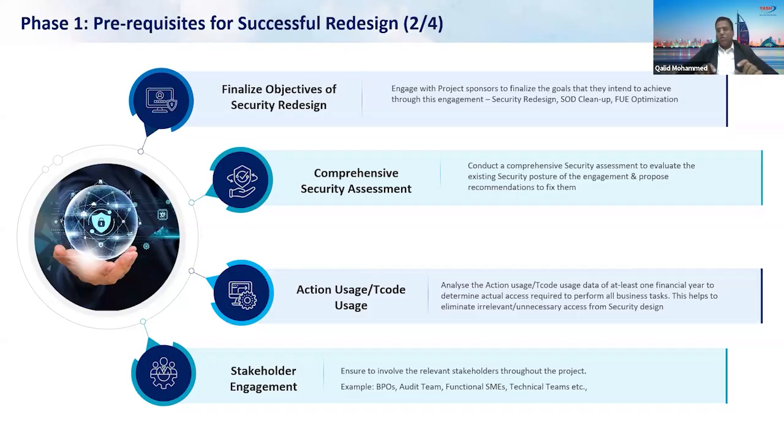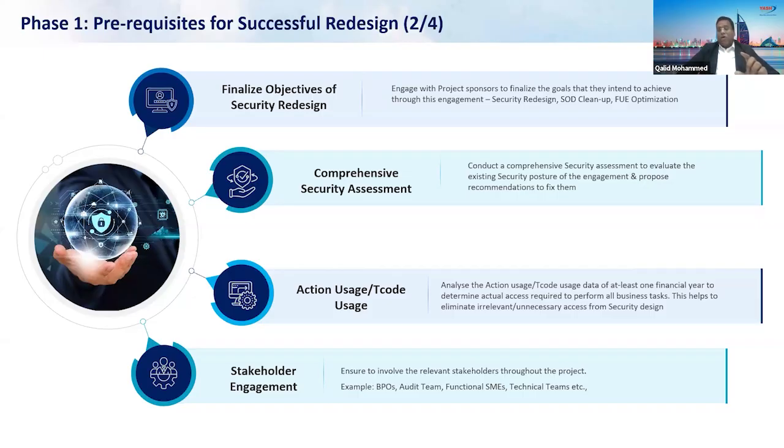So first is baseline, draw an agreement on the objectives of security design. That's the first step we have to make sure of. Second thing is the stakeholder engagement. So who are all the relevant stakeholders that are required for this engagement? We have a slide for that. What are all the teams we need to involve for this engagement? So that's also a very key requirement.